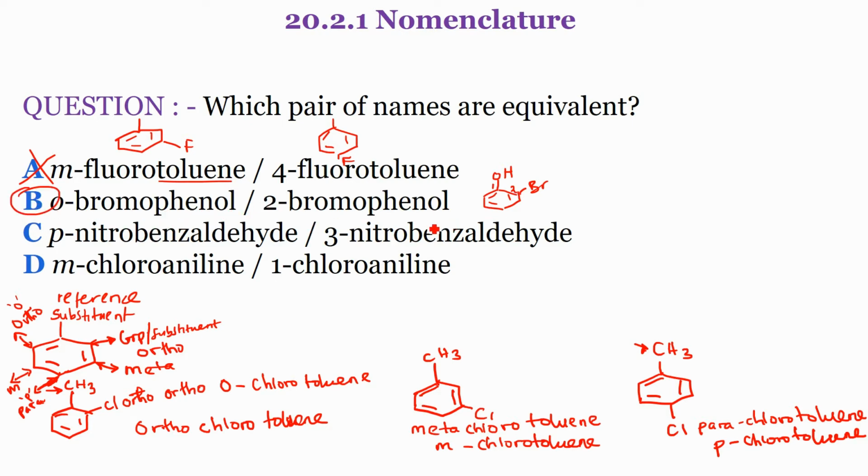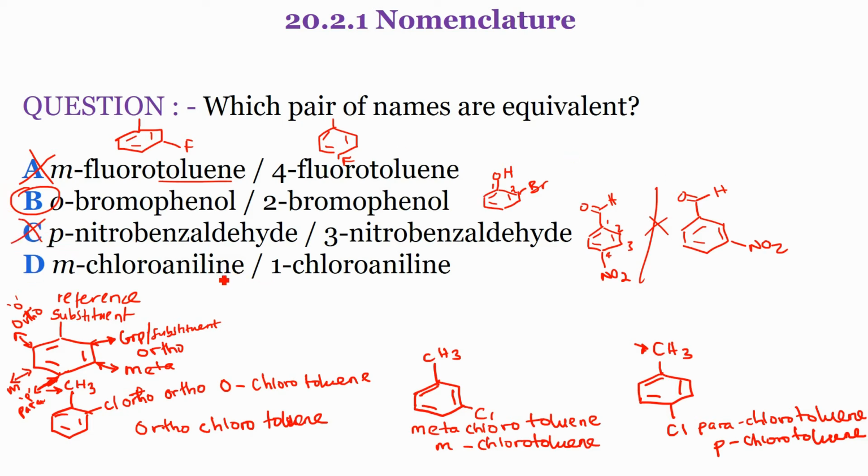The next one, para-nitrobenzaldehyde. So our reference this time is benzaldehyde, the aldehyde. Para means the fourth carbon over. 1, 2, 3, 4. Nitro is NO2. Comparing that to the 3, they are not the same. That's out.